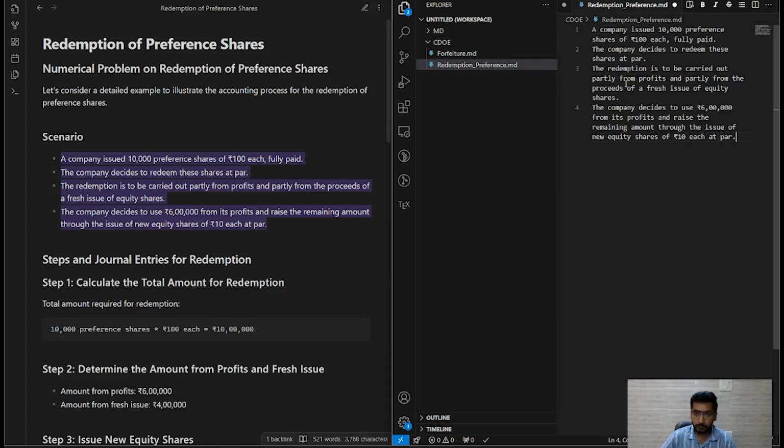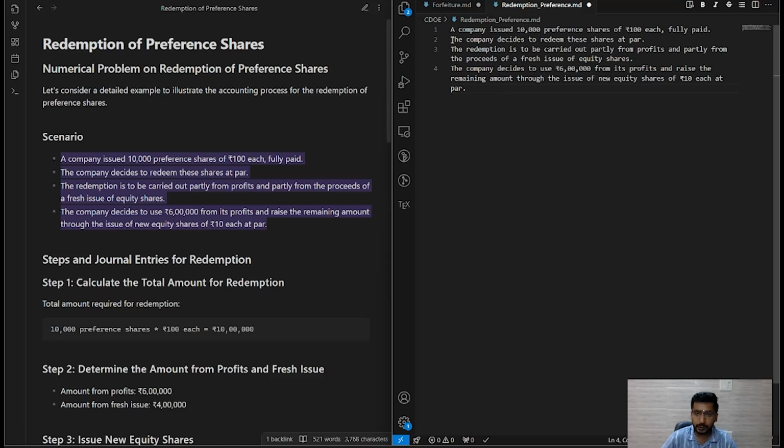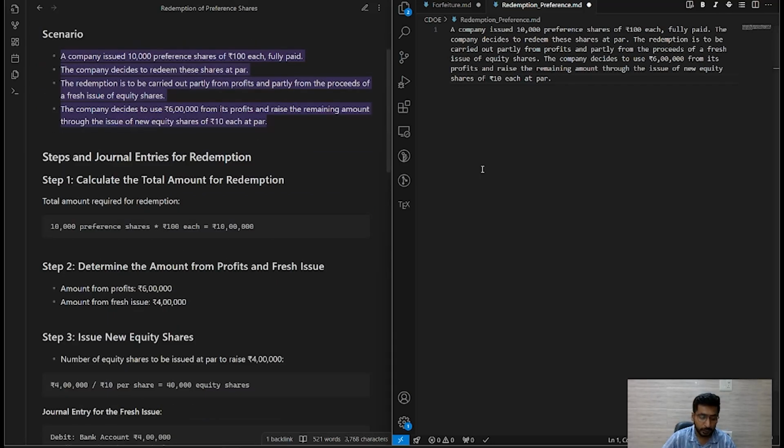So the question is, the company issued 10,000 preference shares of rupees 100 each, which are fully paid up. The company decides to redeem these shares at par. The redemption is to be carried out partly from the profits and partly from the proceeds of the fresh issue of equity shares. The company decides to use rupees 6 lakhs from its profits and raise the remaining amount through the issue of the new equity shares at rupees 10 each. So we'll do a calculation of the total amount of the redemption. We need to calculate it first.